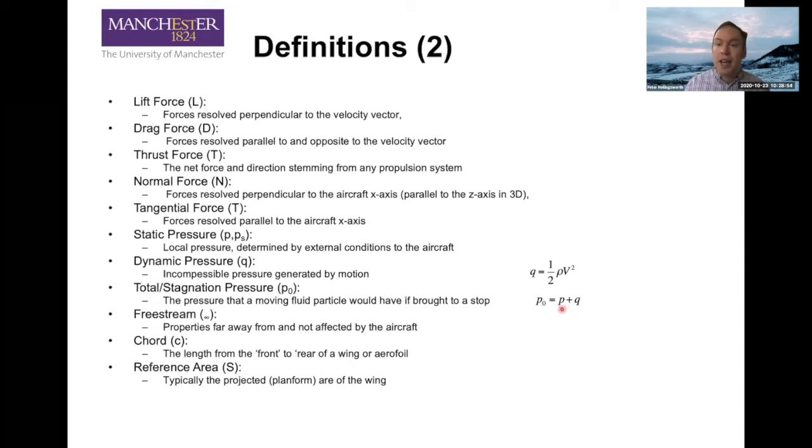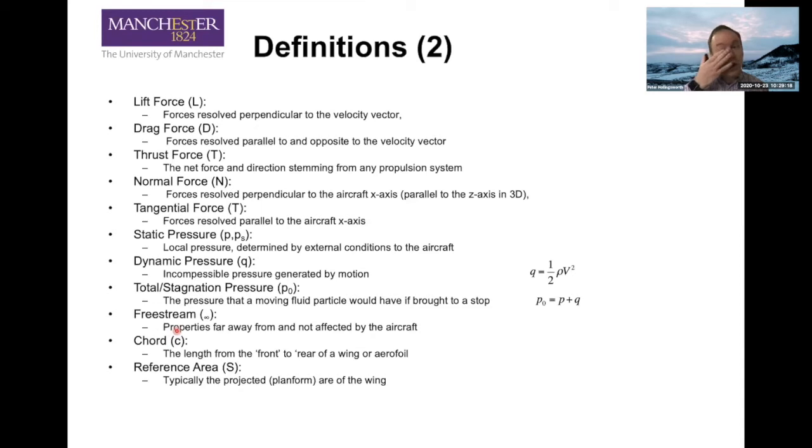What that means is if I'm standing still and I start moving air around me, the pressure at those places with velocity has to drop. Something you'll be familiar with from fluids, Bernoulli's equation, whether you've gotten to it yet or in the future, that's that relationship. Free stream, as I said, which we represent with the subscript infinity, is just the properties far away from and not affected by the aircraft.